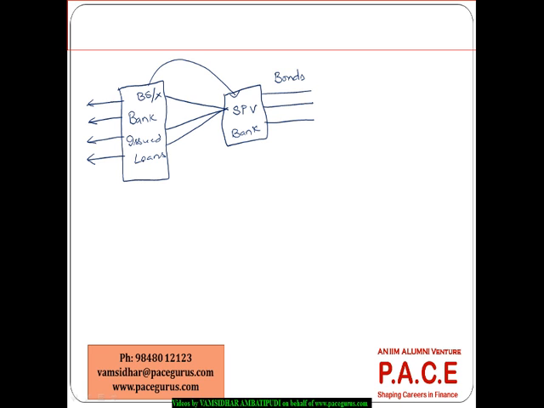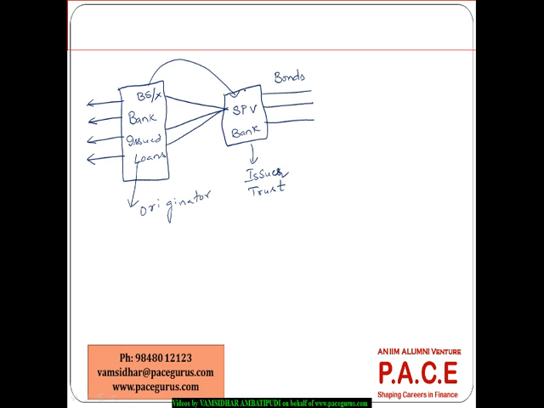And so in this case, the bank is called the originator, whereas the SPV in this case is actually the issuer of the asset-backed securities, or sometimes we call it the trust. They are doing this process.